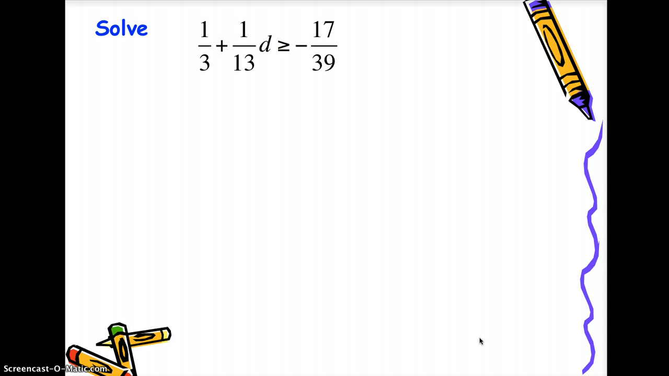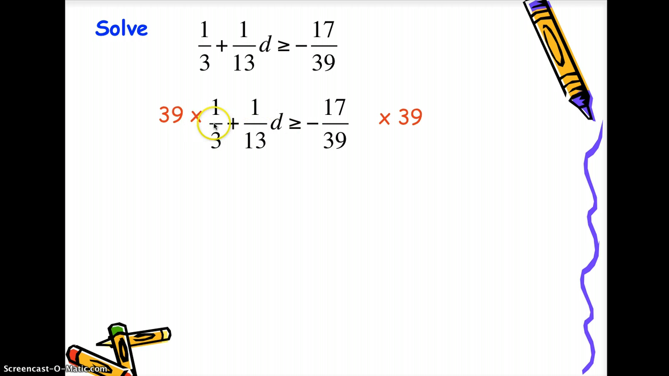1/3 plus 1 over 13d is greater than or equal to negative 17 over 39. Again, let's look at all the denominators here, the numbers at the bottom, and then we need to think of the least common denominator. So for 3, 13, and 39, the least common denominator is going to be 39. So then we're going to multiply both sides by 39.